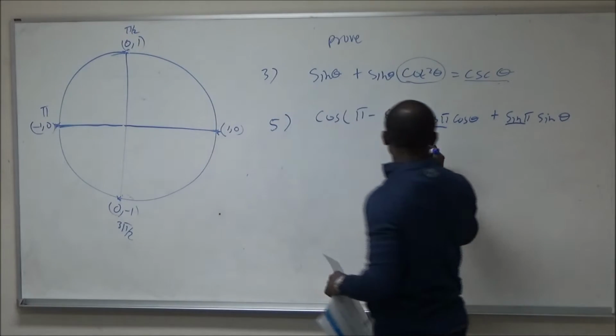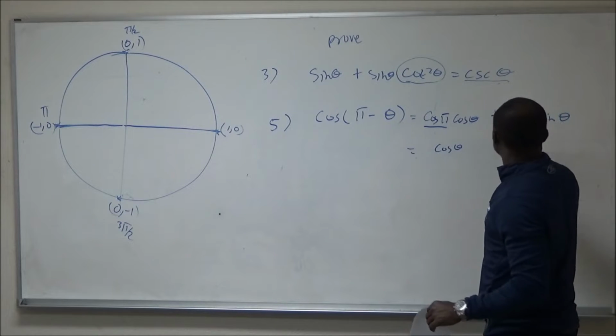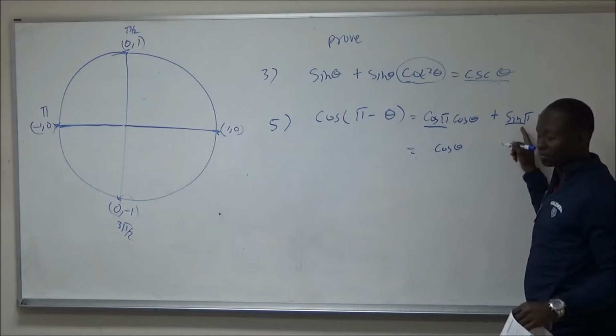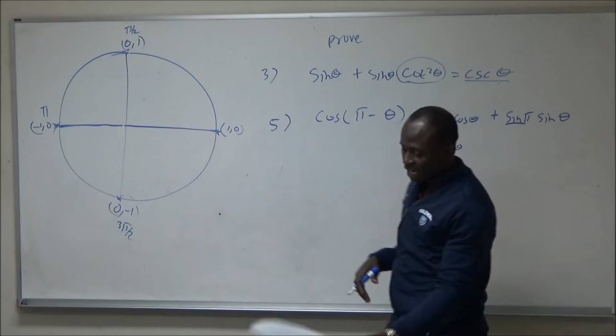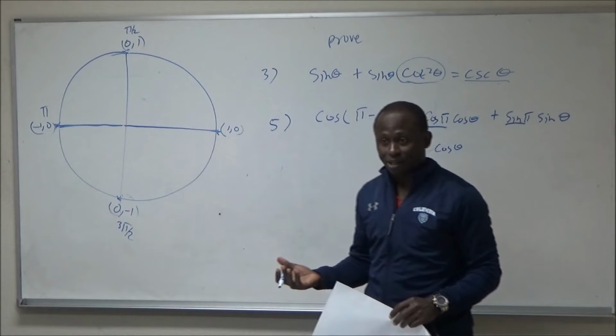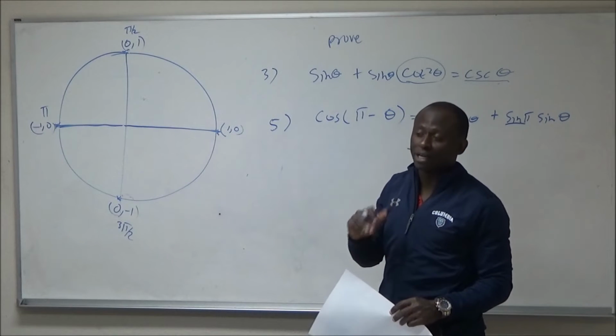So what do we get? Cosine of pi is negative 1, so this is negative cosine of theta. Sine of pi is 0, plus 0. So you've proved it. That one was easy. Again, like I said, this is a precalculus class, but you know how to do this even from algebra 2. So precalculus is not magic.